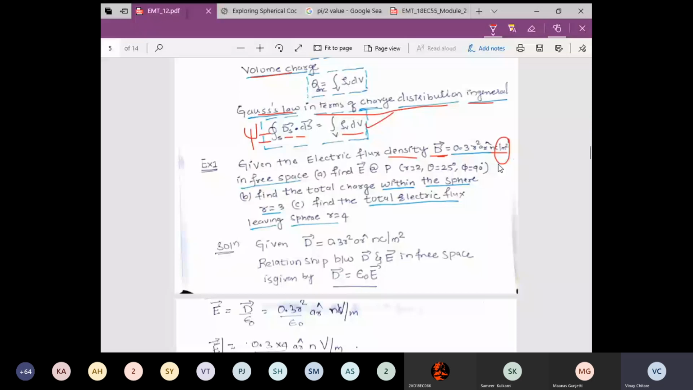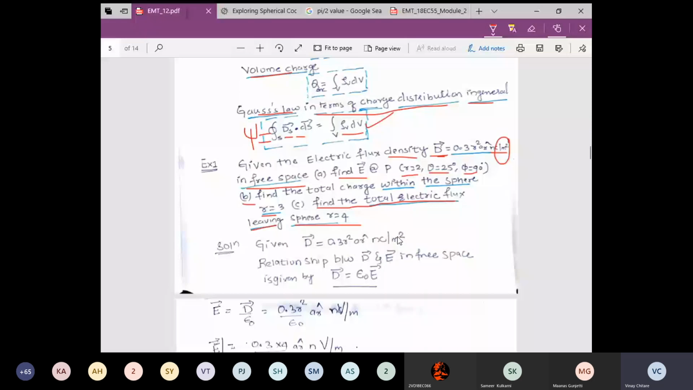In free space, find E at the point r equal to 2, theta equal to 25, and phi equal to 90 degrees. That is, the given point is in spherical coordinates. Part B: find the total charge within a sphere r equal to 3. Next, find the total electric flux leaving the sphere r equal to 4.